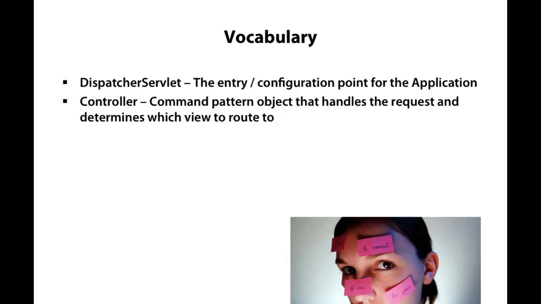The next thing we have is our controller. Now, our controllers are simple POJOs. It's a command pattern that handles our request and determines which view to route to and what model we should get, and handles that information and hands it back and forth.